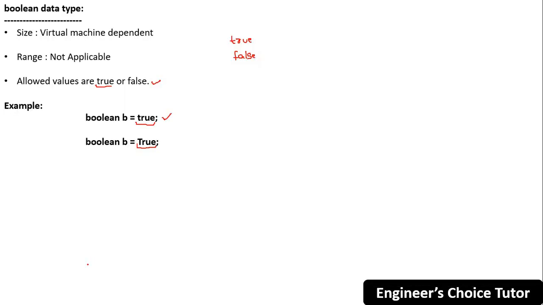I think this is clear. So in this case, it will treat this True as a variable. So you will get a compile time error. Fine. It is an invalid case. You will get a compile time error in this case.